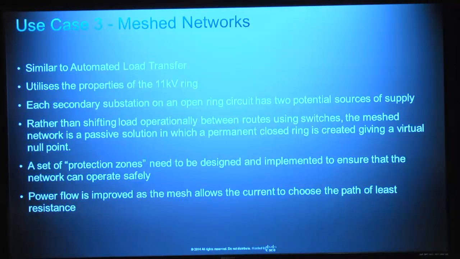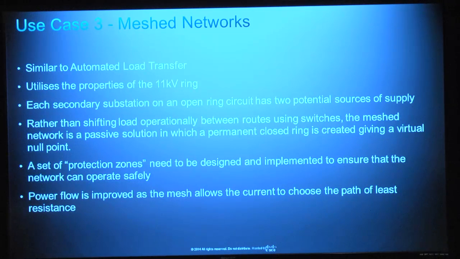The mesh networks use case is very similar to the automatic load transfer. The main difference is, instead of having an open point in the network, which we had in the last use case, now we close the ring off and we allow the ring to find its natural null point. Where is the natural point of balance on its own that it can find to balance itself? And is there a benefit in just leaving the ring closed as opposed to talking to all the sectionalizers and having them open up and be controlled by the DMS system? That is the predominant difference between these two techniques.